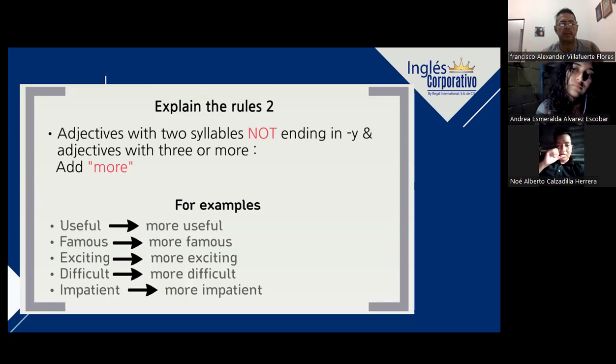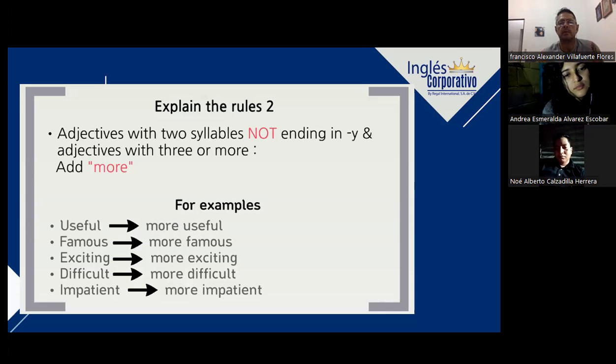¿Cómo sería en inglés más inteligente? More intelligent. More intelligent, más inteligente. Lleva tres sílabas. ¿Cómo digo yo que es más costoso? More expensive. More expensive. Right. So, entonces vemos que ahí está. Thank you, guys.